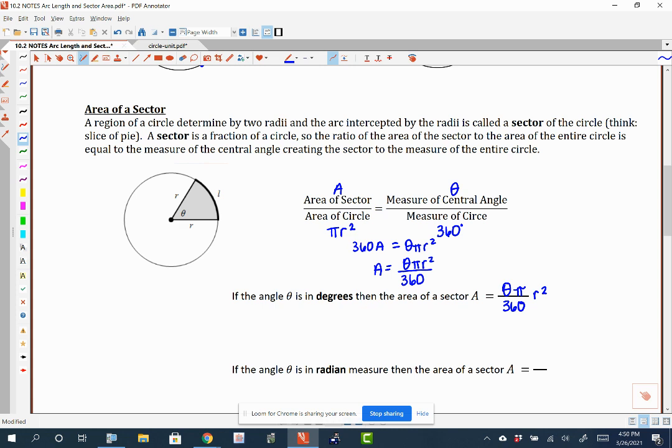Well, if we want to find the sector area, if we're given a theta in radians, then we just have to convert our formula. So we're going to take that area formula, theta pi r squared over 360, and we're going to multiply that by 180 over pi. So again, radians already have a pi in its measure, so we don't need two pi's in our equation. So our pi's will divide out. 180 and 360, that's going to leave me with a 2 down here. So really I end up with theta r squared over 2.